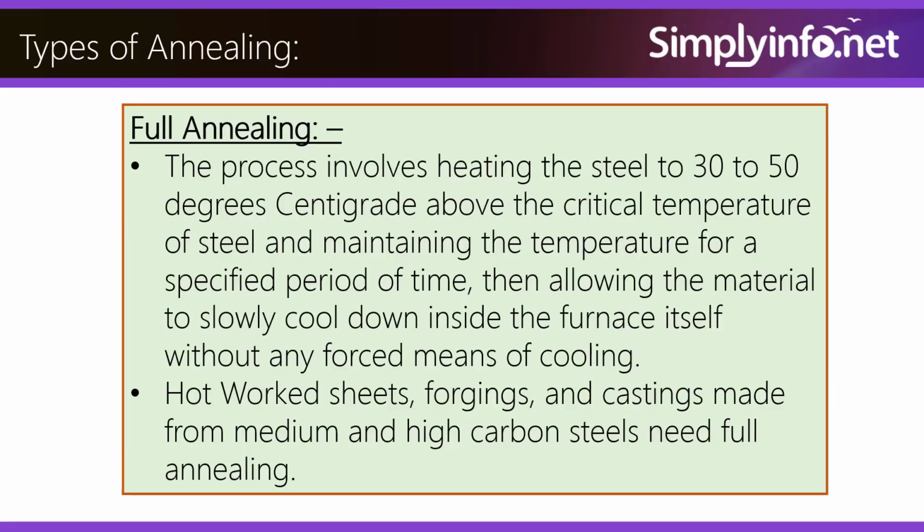Full annealing: the process involves heating the steel to 30 to 50 degrees centigrade above the critical temperature of steel and maintaining the temperature for a specified period of time, then allowing the material to slowly cool down inside the furnace itself without any forced means of cooling. Hot worked sheets, forgings, and castings made from medium and high carbon steels need full annealing.